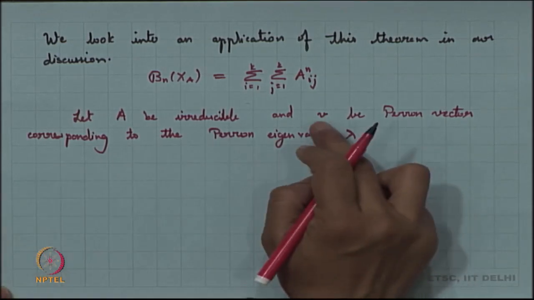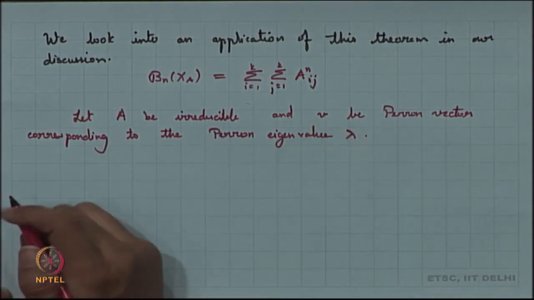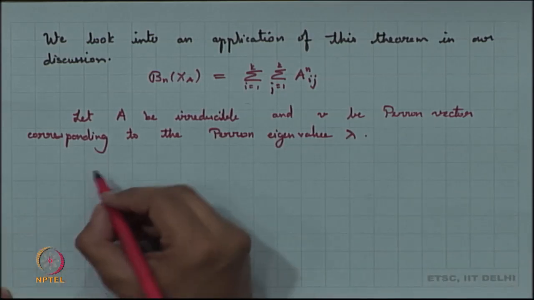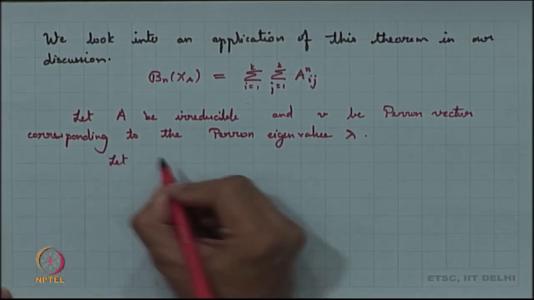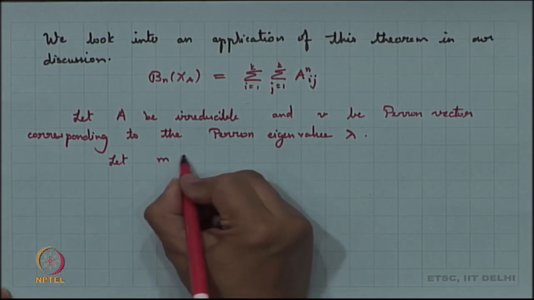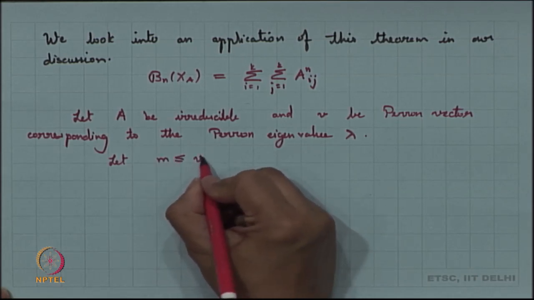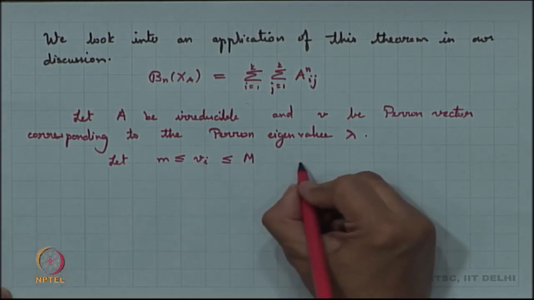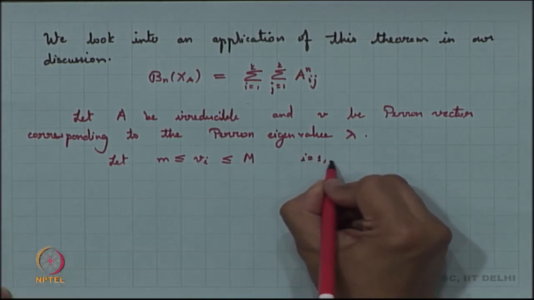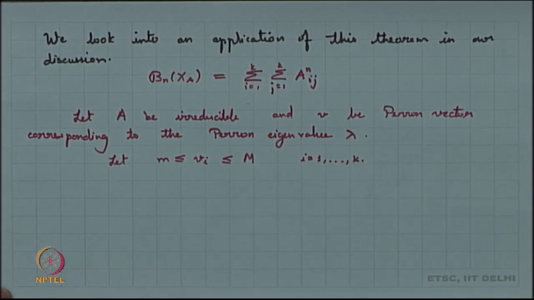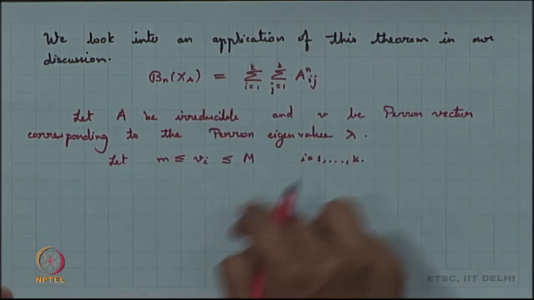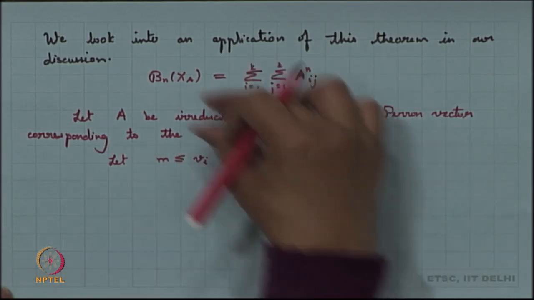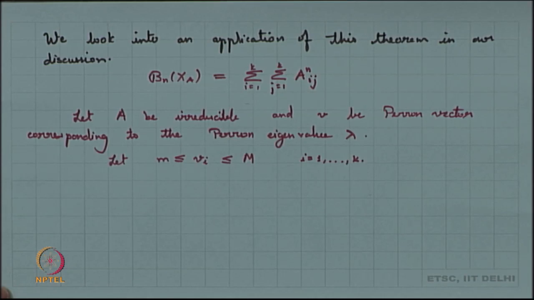Now, since we know that V is a Perron vector, each of these V_i is positive. So, let us assume two constants, small m and capital M, such that m is less than or equal to V_i is less than or equal to capital M, for all i going from 1 to k. Now, let us go back to this and see how this information helps us in determining this quantity.